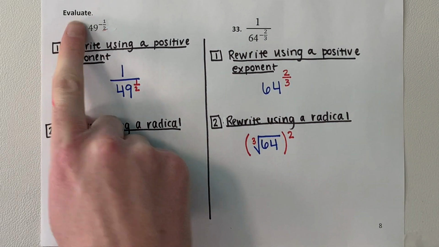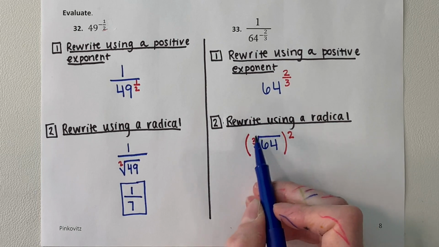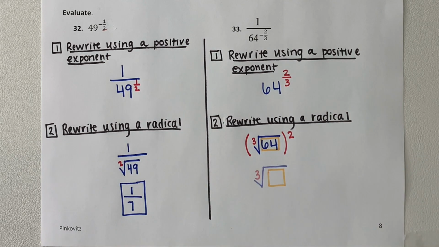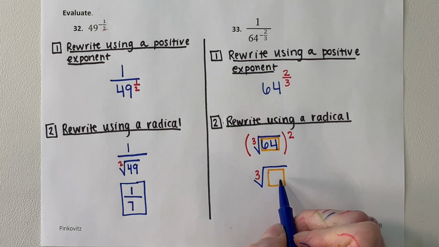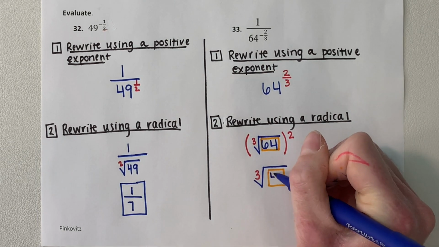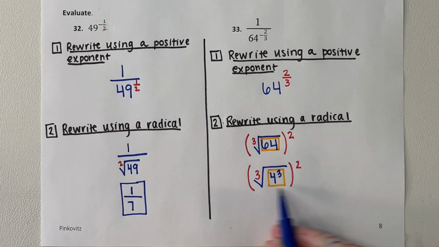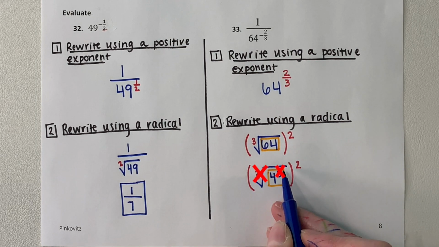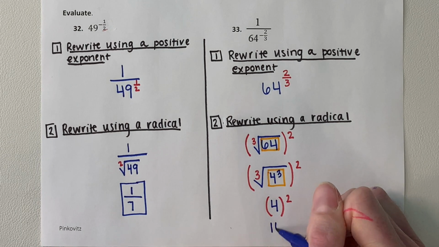Now the instructions say evaluate, so we want to actually compute this. Let's focus on this expression inside the parentheses, the cubed root of 64. To solve this, let's see if we can rewrite 64 as some quantity cubed, because then the cubed root and the cubed power will cancel. 64 can be rewritten as 4 cubed. And let's make sure to bring down this square. Now, if we still focus inside these parentheses, the cubed root and the cubed power match, so they cancel. So the cubed root cancels the cubed power, and we're just left with 4. And then we still have to bring down the square. And 4 squared will give us our final answer of 16.